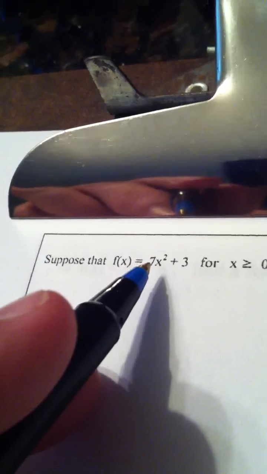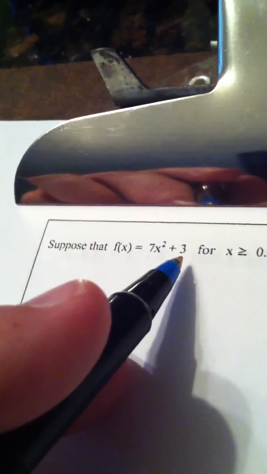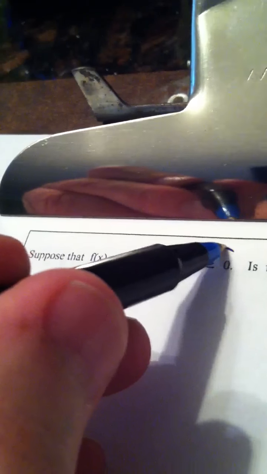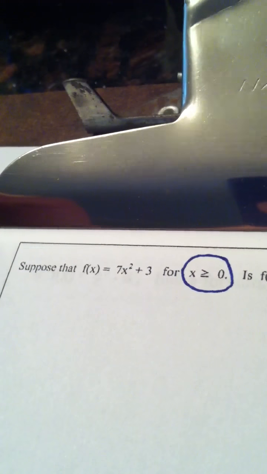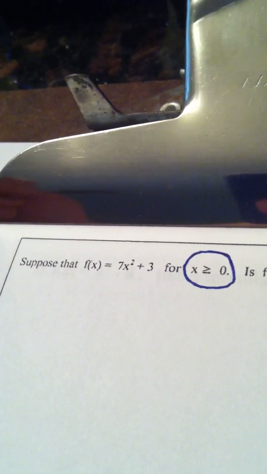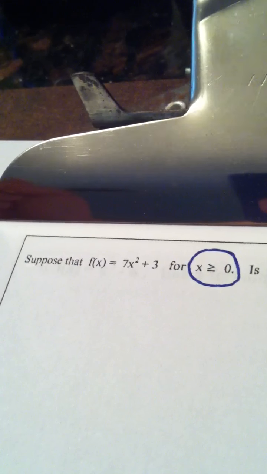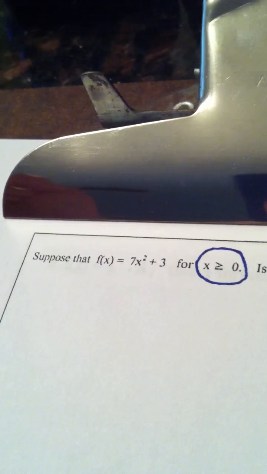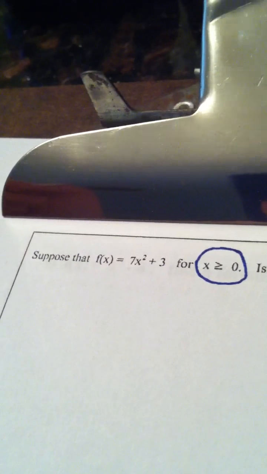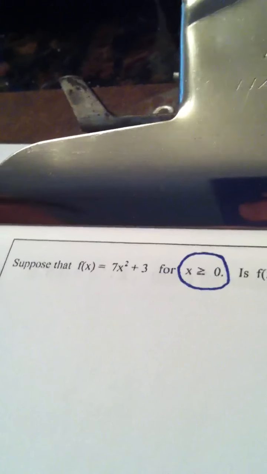All right, ladies and gentlemen, we're given the function f of x equals 7x squared plus 3. But, rarely has this ever happened. We are told by the original problem to only look at the part of the graph where x is greater than or equal to 0. So in other words, we are to look in quadrants 1 and 4 only, not 2 or 3. And you'll understand why in a minute.